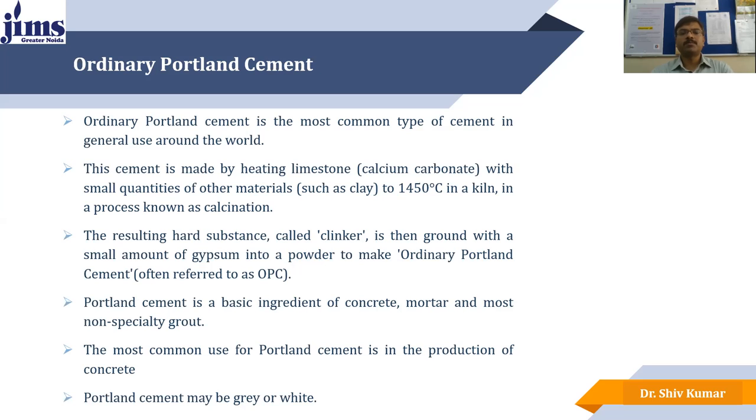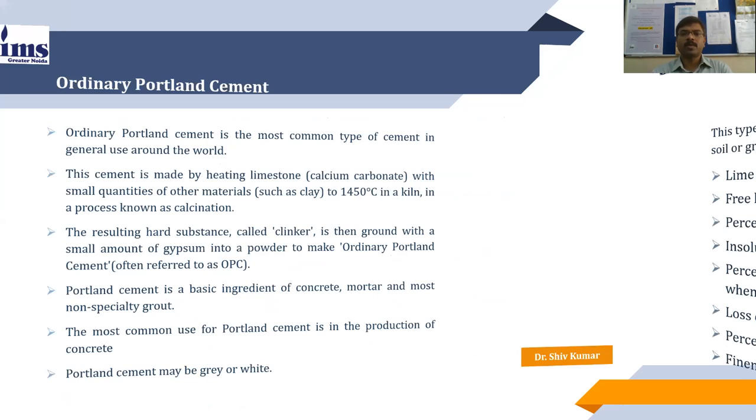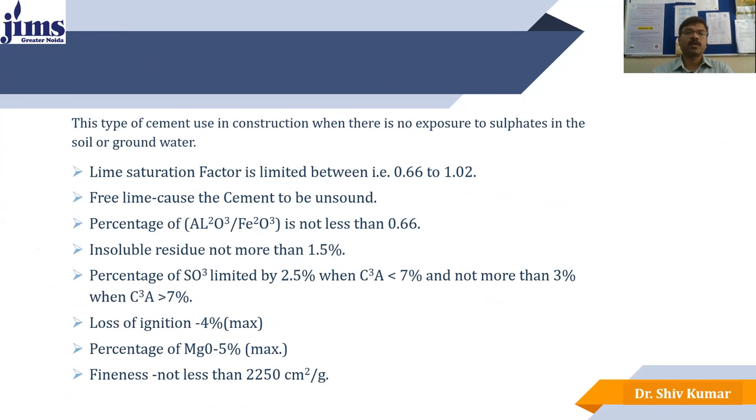The Portland cement is a basic ingredient of concrete, mortar, and most of the non-specialty grout. The most common use of the Portland cement is to produce the concrete, high-strength concrete. The Portland cement may be of two colors. The first one is the gray, which is the most common color used in the construction industry, and also the white, which is used for the grouting of tiles or some cracks. This is the type of cement used in the construction.